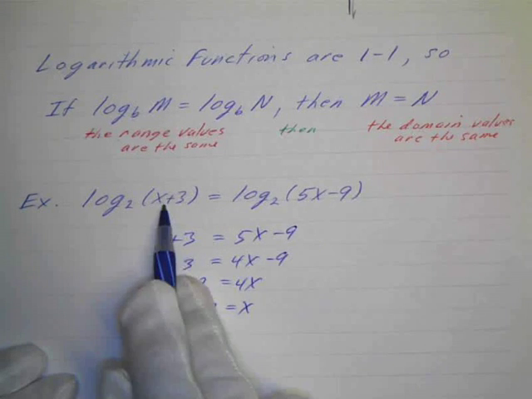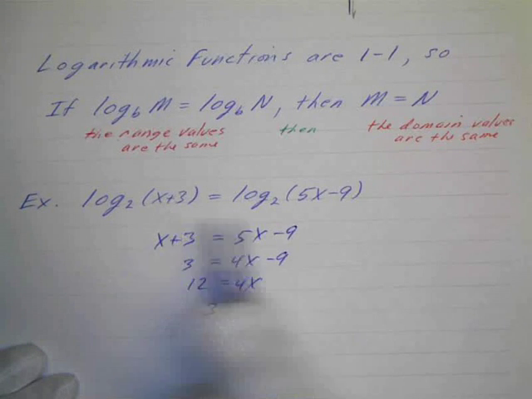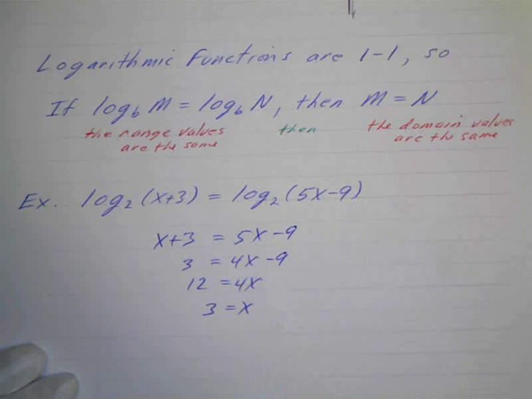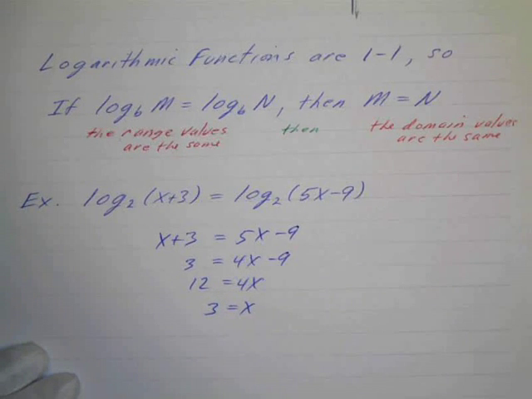So if I put 3 in here, I just have to check it. 3 plus 3 is 6, that's positive. And 5 times 3 is 15 minus 9 is 6, so that's positive. So we're okay. But if we happen to get negatives, then we don't have a solution. It won't work. All right, let's try another example.